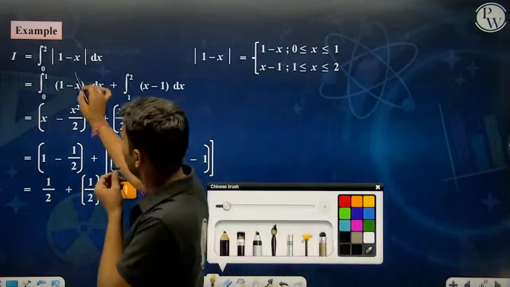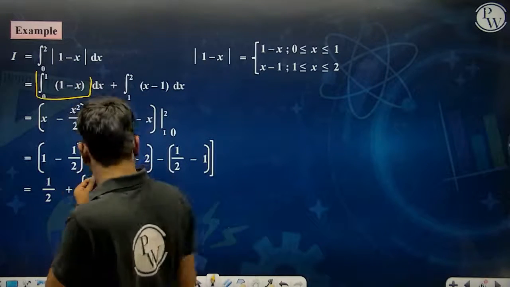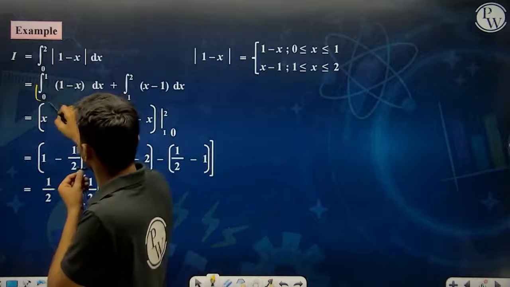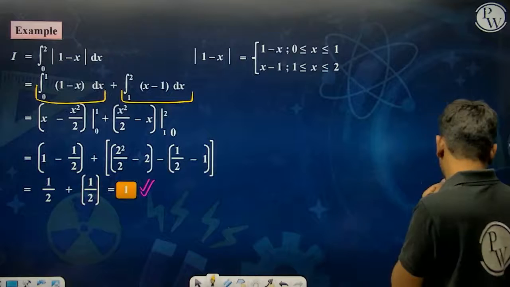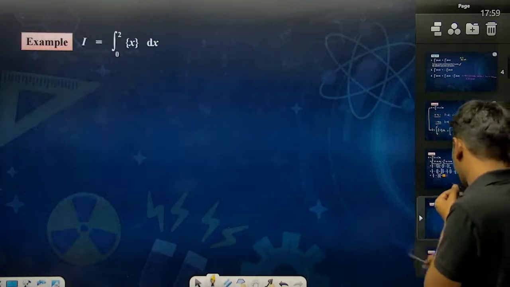Once we have broken this particular thing into the 0 to 1 segment, and then it is 1 to 2, right? I hope you guys are fine with this. All right, moving ahead, talking about the second one.